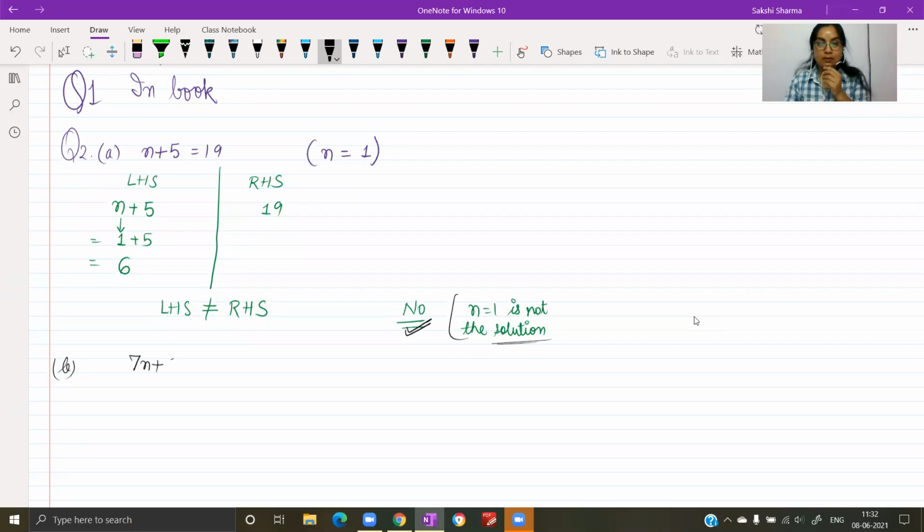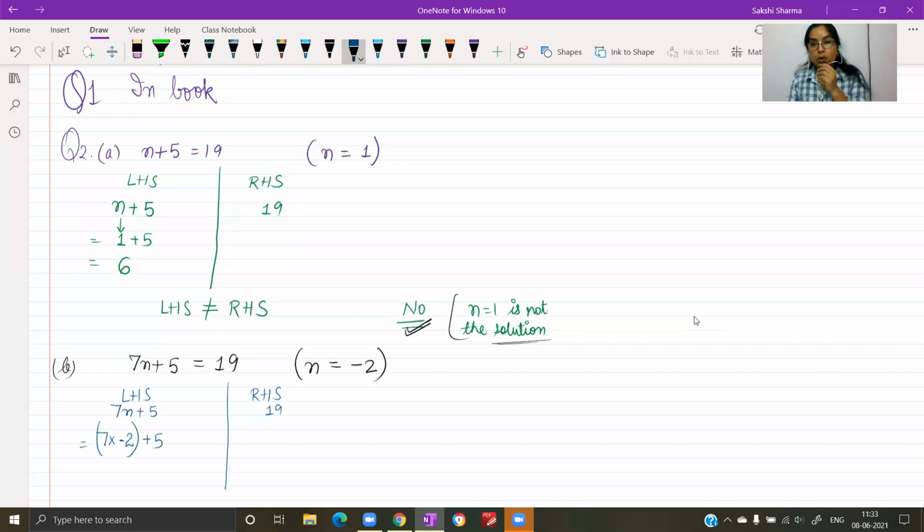Next one, 7n plus 5 equals 19 and the value for n is minus 2. Be very careful if you are having a negative value. If you miss the sign, you could give a wrong answer. Left hand side, right hand side, separate them first. Now use the value of n. 7 is to be multiplied by this value. Product will be solved first and then you will add 5.